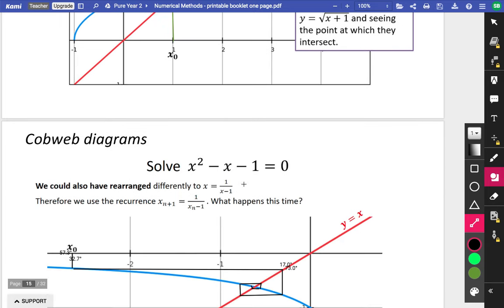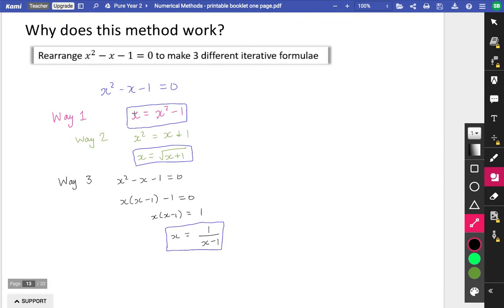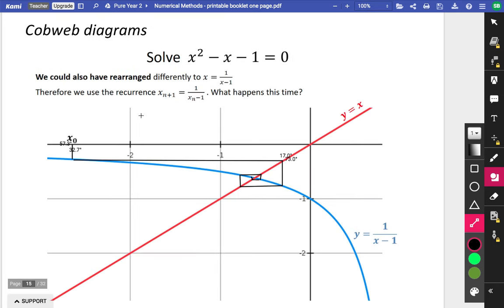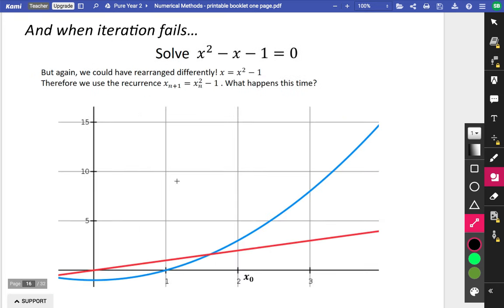Okay, so we're going to look at the last one. The last one I think we did was in this pink colour. So let's have a look at the pink colour. And this is going to be one where iteration actually fails. So let's put it in this pink colour. So one of the other ways we could have rearranged this was we could have said that x was equal to x squared minus 1. That's what we said with the pink one. So we're going to use this recurrence formula and see what happens this time.